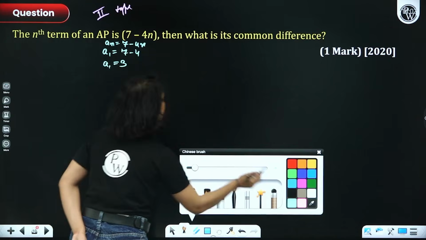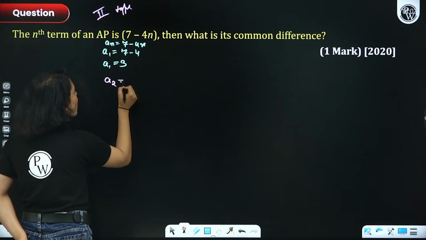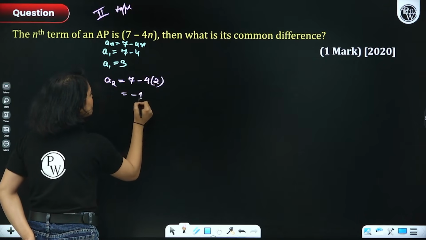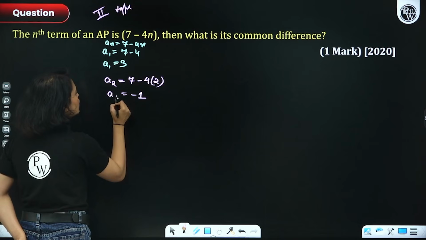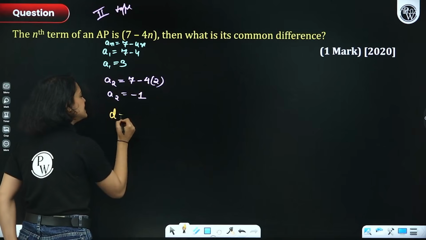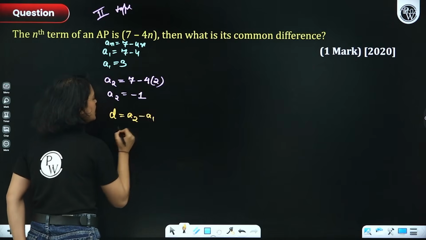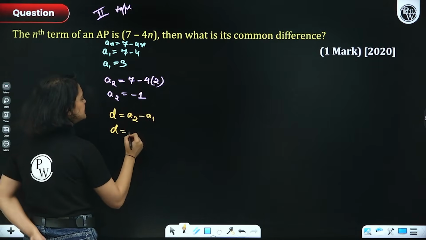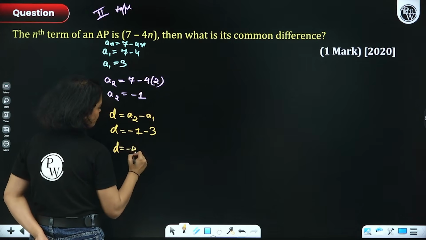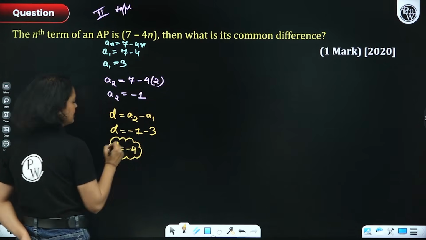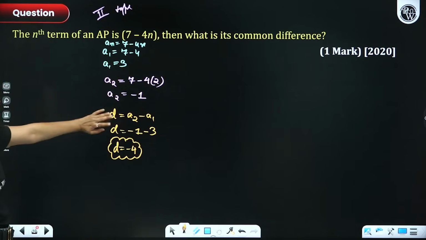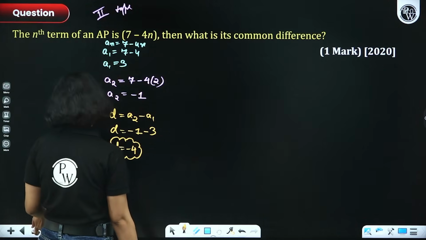Now let's figure out A2, everyone. To figure out A2, all I will do is, in place of n, I will put 2. So what do I get? Negative of 1. Right? So A2 comes out to be negative of 1. Now I have to figure out common difference, right? So common difference D is equal to A2 minus A1. So D would be equal to what? A2 is negative of 1 minus 3. So D comes out to be negative of 4, everyone. That's it. Khatam. Simple. Okay, so I hope you understood this. This was pretty basic, pretty easy. With that, let's move on to the next part.